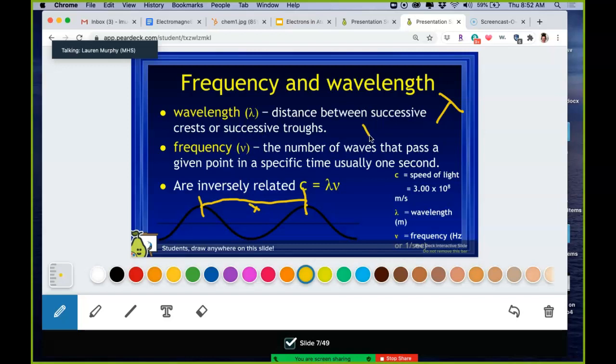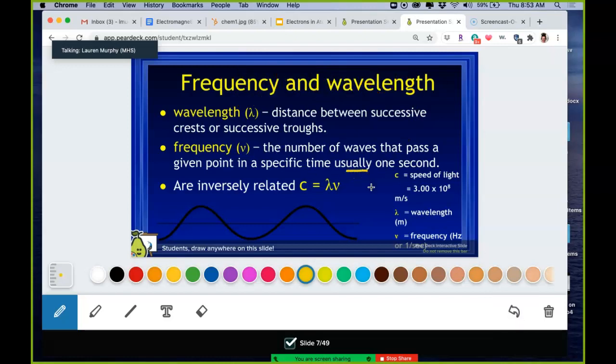V is, I think it's the symbol nu. I don't really remember. But V is going to stand for frequency, and that's how often you're seeing the wave. So if you have a wave that's really long and far apart, you're not seeing it as frequently, as opposed to waves that are really close together, you're seeing them more frequently. They have a higher frequency.